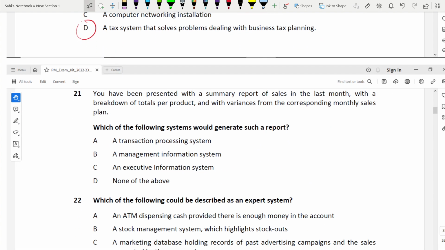21. You have been presented with a summary report of sales in the last month with a breakdown of totals per product with variance from corresponding monthly sales. Which of the following systems would generate such a report? Transaction processing, management information, executive information, or none of the above. It's about monthly sales. It's B. A management information system will do that. So you also have to know which system will generate which type of report.